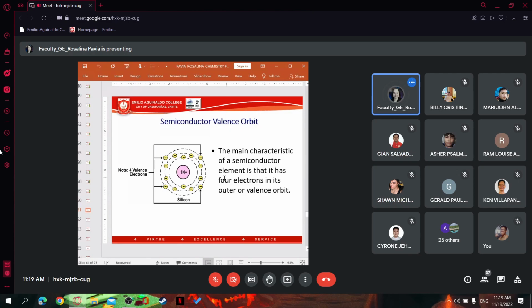Semiconductor valence orbit. The main characteristic of a semiconductor element is that it has 4 electrons in its outer or valence orbit. As you can see, for silicon, it has an atomic number of 14, di ba? So when you distribute the electrons in their shells, the outermost has 4 electrons. So 4 valence electrons siya. And bakit naman very essential ang 4 valence electrons for an element to become an insulator?